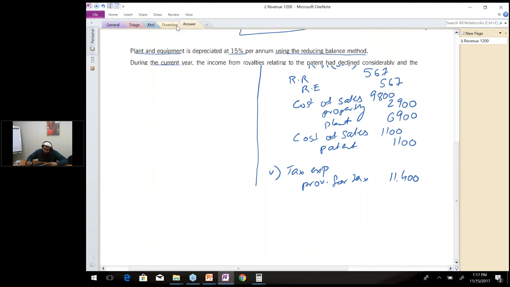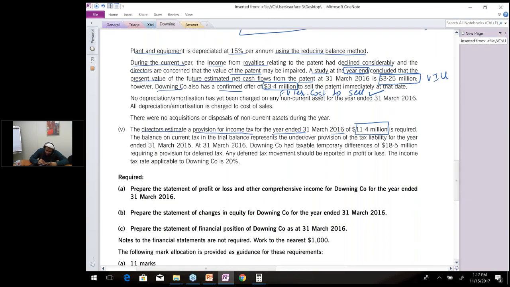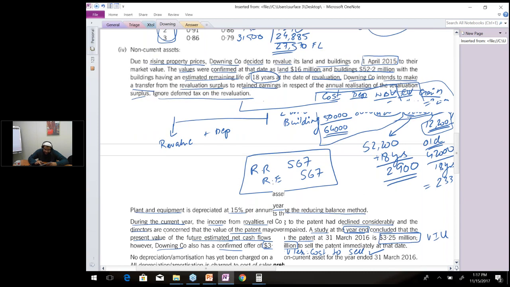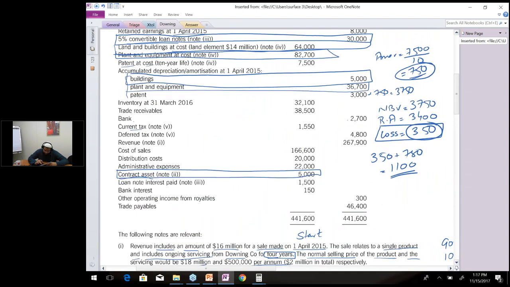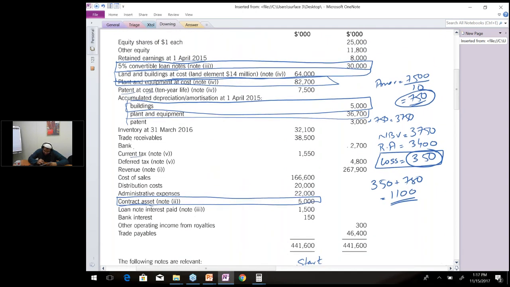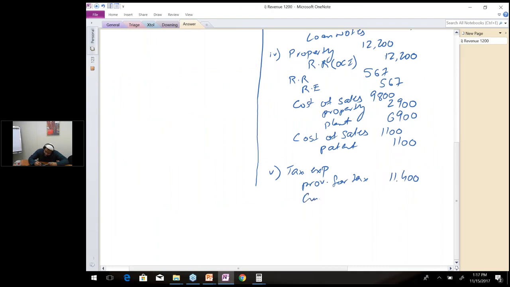Back to the question. The question further says that the balance on the current tax in the trial balance represents the under-over provision of the tax liability for the previous year. So that current tax will be eliminated. Moving upwards to see the current amount of the current tax, let's find it out over here, 1550 on the debit side. So I'm going to credit this current tax. I've taken this from the trial balance, 1550.